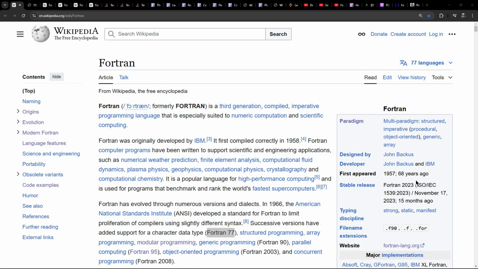So it's still having stable releases. Fortran 2023. There's the ISO IEC number if you're interested in such things. Released on November the 17th, that's 15 months ago. So they're still putting out releases.